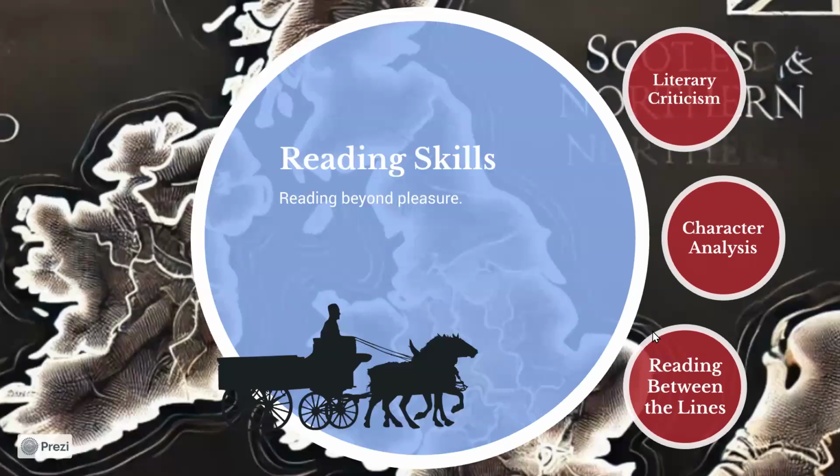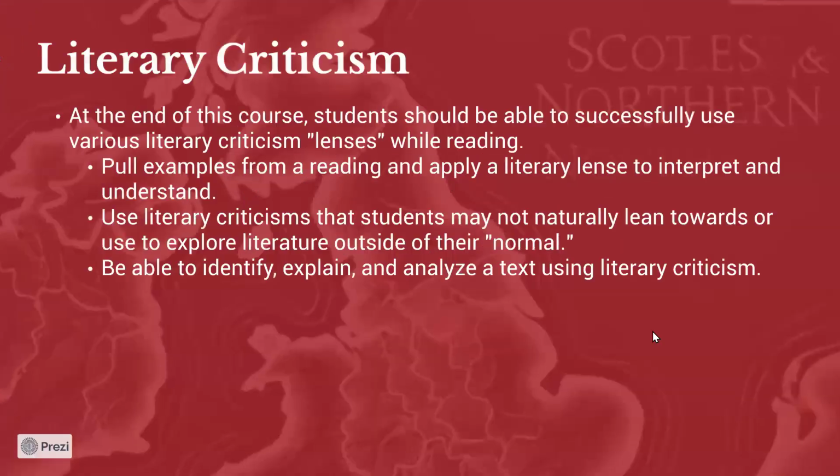We also have some serious reading skills that we'll be working on. I already, again, touched on literary criticism and using literary criticisms that students may not naturally lean towards or use to explore literature outside of their norm. A great example of this is the moral. A lot of students don't necessarily even realize that they're pulling from that, but then once we talk about it, they go, oh yeah, when a character makes a decision that goes against what we would consider moral code today or in our culture, I absolutely judge them. And so just having them make those connections as they're reading, identifying, explaining, and analyzing that text and being able to communicate it.